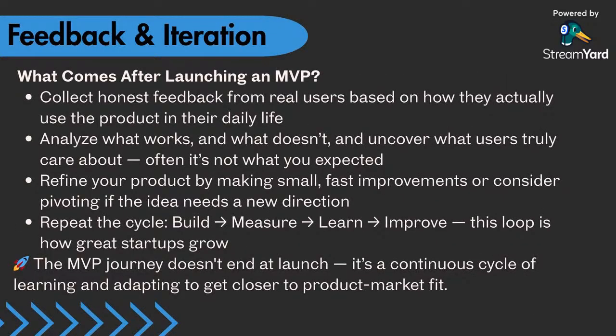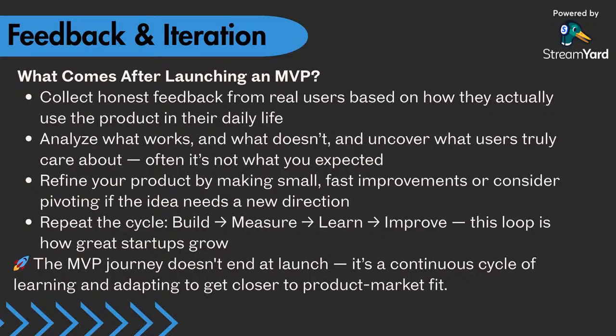As we talked about, after building the MVP, the next most important thing is feedback and iteration. What comes after launching an MVP? Collect user feedback through real world usage, analyze what works, what doesn't, and what users truly need. Make small, quick changes, refine features, or pivot the idea, and repeat the cycle of build, measure, learn, and improve. The MVP process is about continuous learning and adaptation.